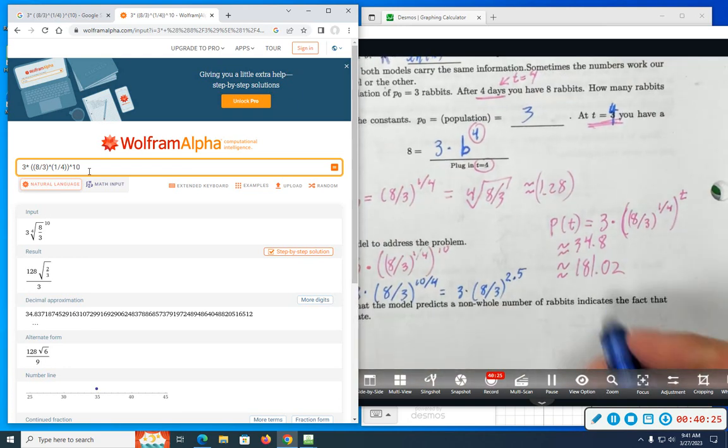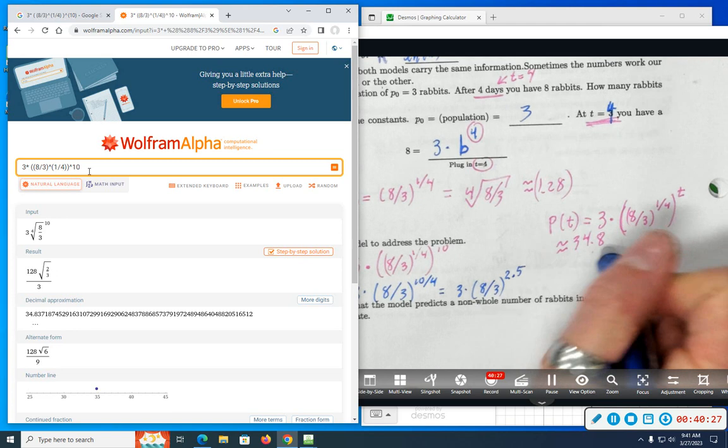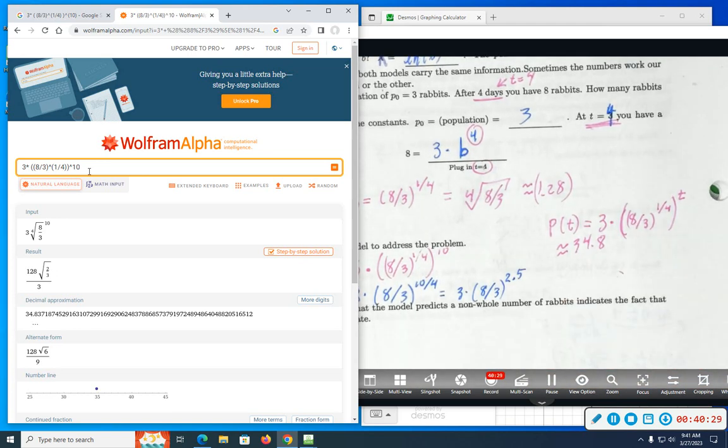44.8 rabbits. Yeah, so let's address this notice at the bottom. Does it make sense for there to be 44.8 rabbits? No. So here's the way to interpret this fact. Whenever you make a population prediction using an exponential model, there's some weirdness with regard to non-integer values. And you can interpret this subtly as being this way.